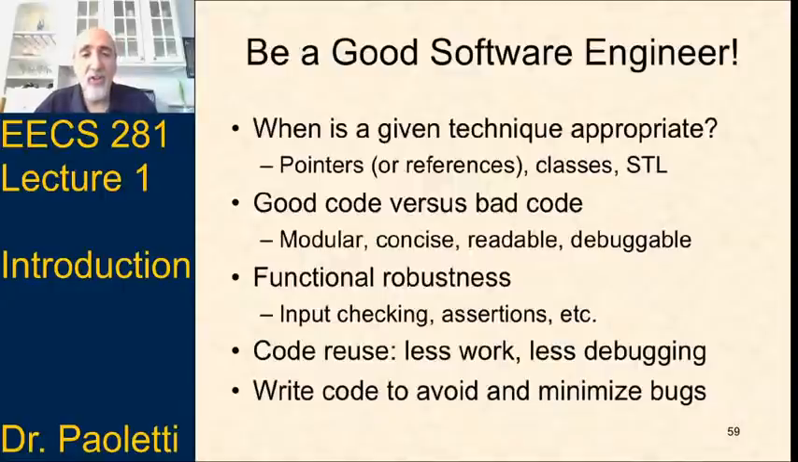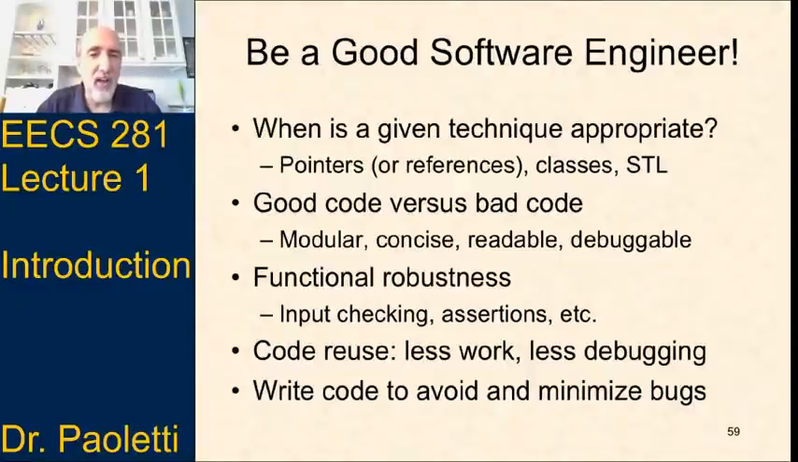Being a good software engineer means knowing when different things are appropriate. Pointers or references. Pointers: Project 1, you don't need pointers. Don't use pointers in Project 1. If you're thinking pointers in Project 1, you're going the wrong way. It's a lot easier without them. Believe me, Project 2, you'll get enough pointers in there.